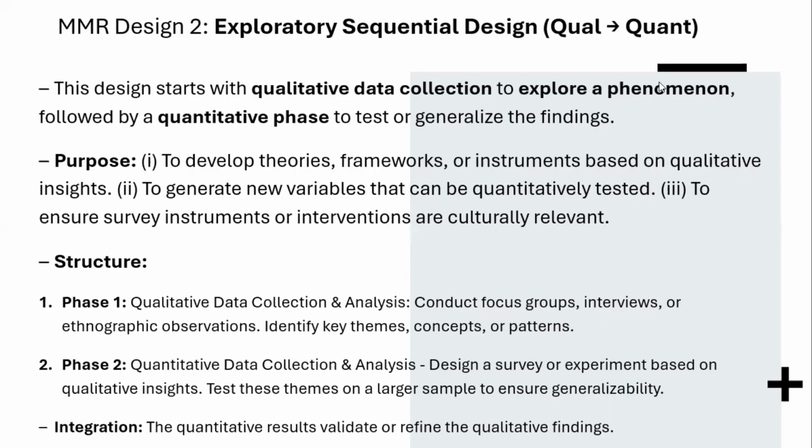Okay, so exploratory sequential, the first stage is just to explore. This one is used mostly to develop theories, models or frameworks, or to develop instruments based on the qualitative insights. And then it also helps to generate new variables that you can test quantitatively. Is that okay? But the quantitative should emanate from the qualitative.